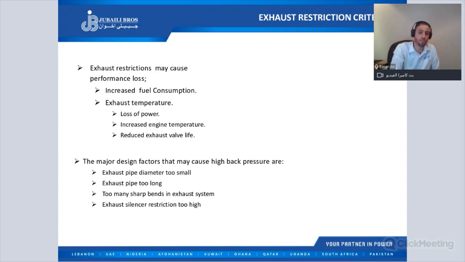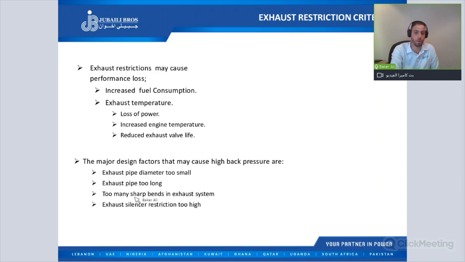The major design factors that may cause high back pressure are an exhaust pipe diameter that is too small, an exhaust pipe that is too long, too many sharp bends in the exhaust system, or an exhaust silencer that is too restrictive. So if we have one of these factors, maybe we'll get high back pressure.